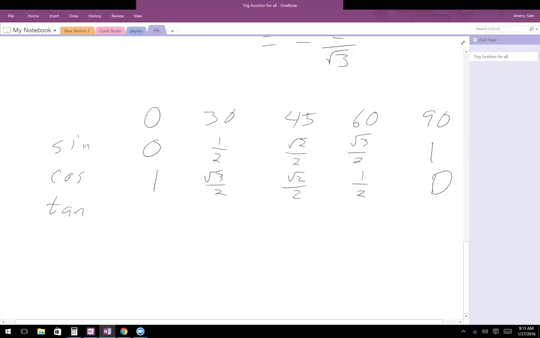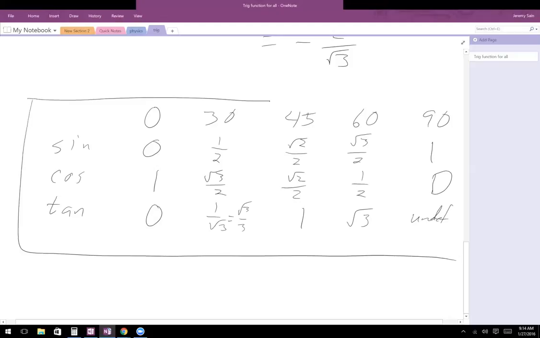And then tangent. Well, tangent is sine over cosine. 0 divided by 1 is 0. 1/2 divided by that is 1 over root 3, or root 3 over 3 if you like that better. Root 2 over 2 divided by root 2 over 2 is 1. Root 3 over 2 divided by 1/2 is root 3. And 1 divided by 0 is undefined. All right, cool. So these you really need to learn.